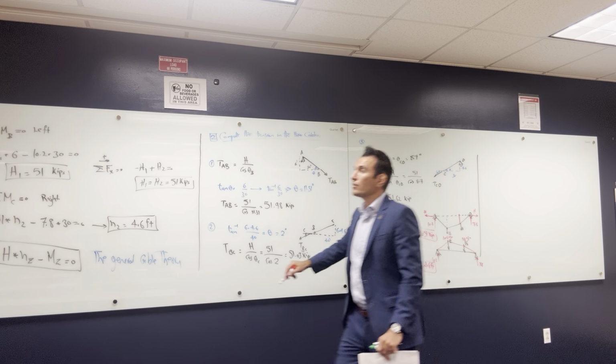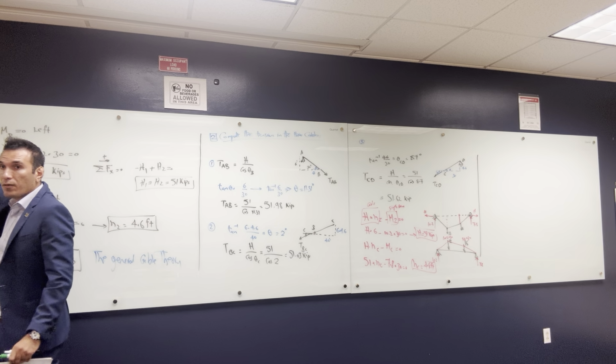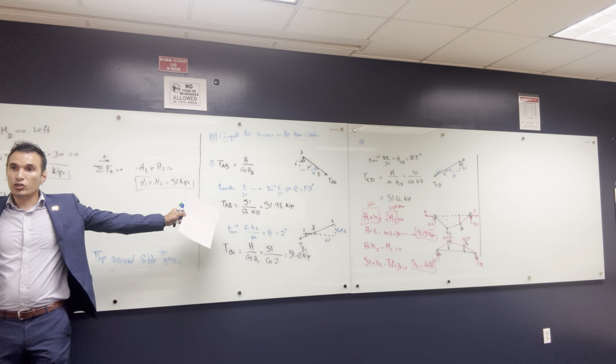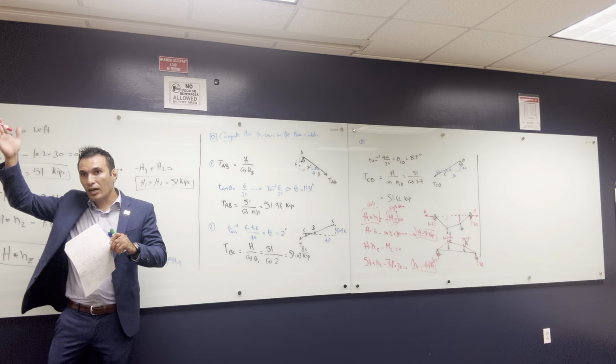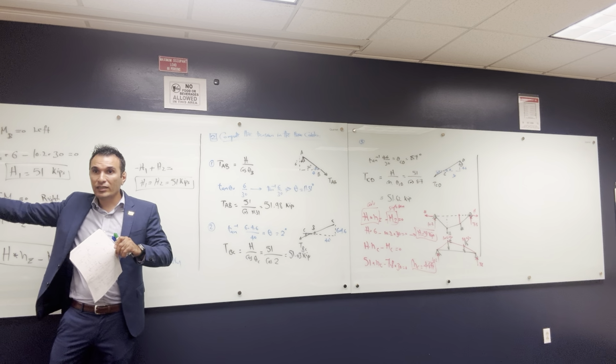But you know what we did here? We take the moment from the right and equate it with H multiplied by h. If we have a beam and we want to find the bending moment, what do we do? We cut at this section and calculate the moment from the right or from the left.